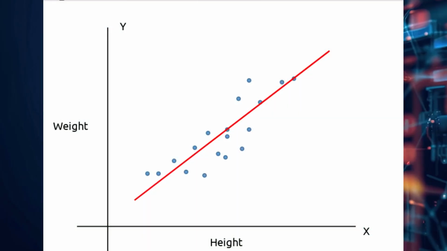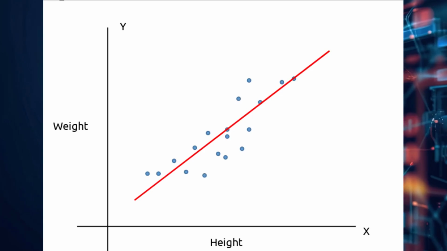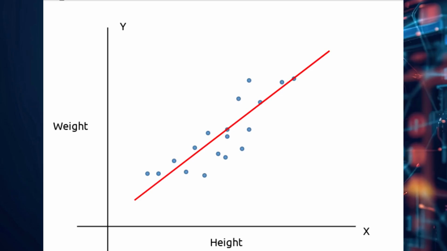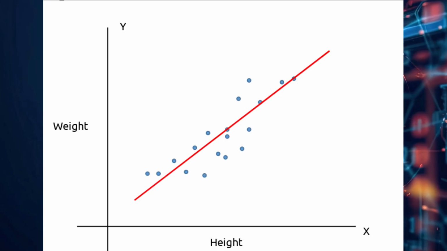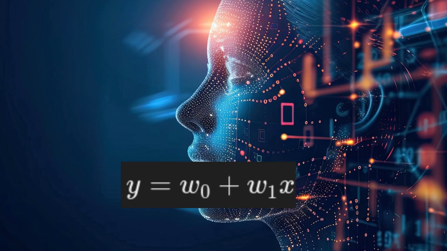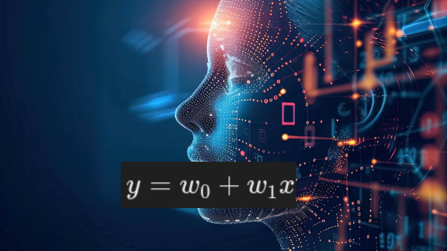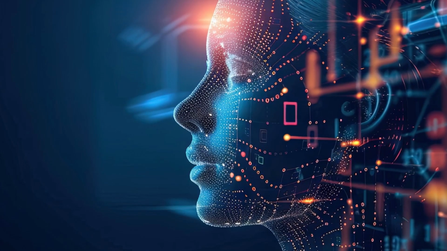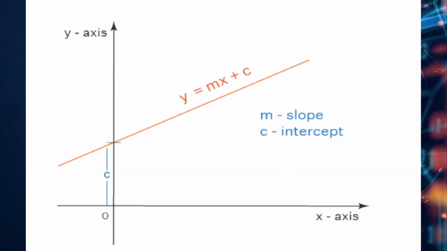In linear regression, we assume a linear relationship between the input x and the output y, which is represented by the equation y equal to w0 plus w1x, where w0 is the intercept and w1 is the slope or weight. This is the weight of the input variable. These two parameters determine the position and angle of the line that best fits the data.